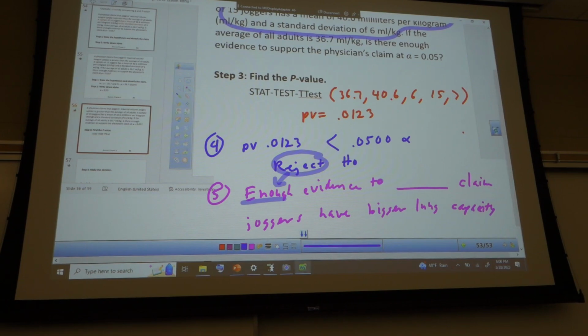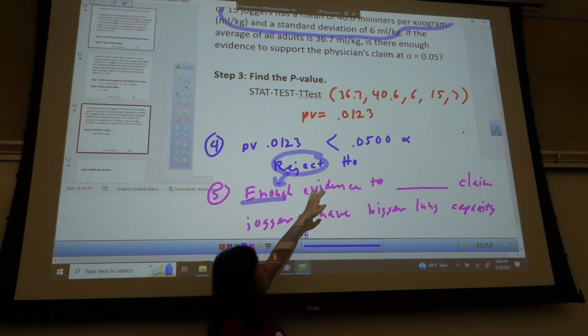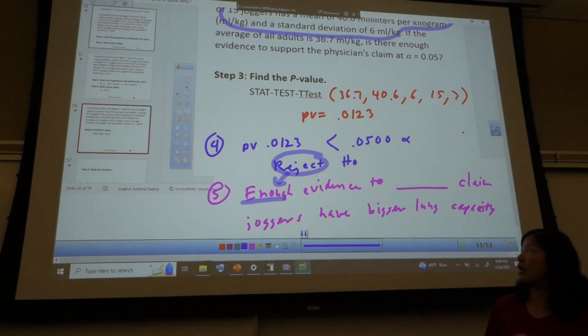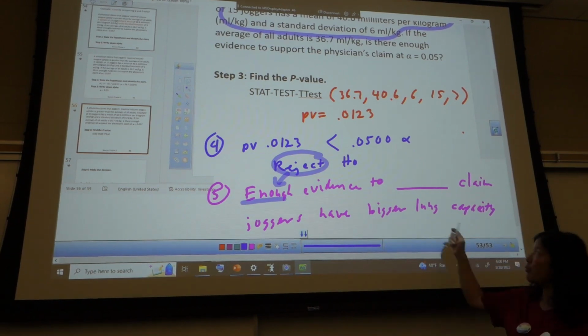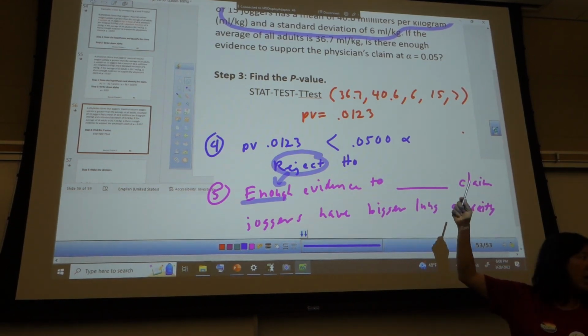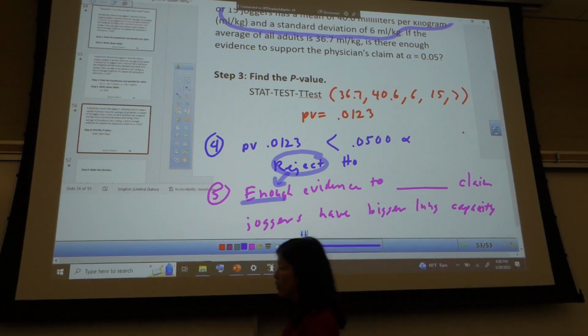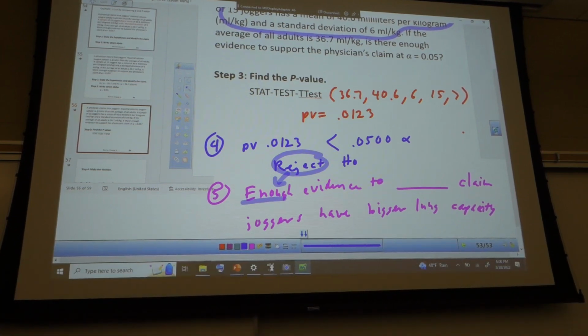Which one is it? Support. Yeah. They have a lung capacity of 40.6 versus 36.7. They definitely have enough. So I have enough evidence, this supports my claim that they have a bigger lung capacity. So again, when H1 is your claim, support is the word that makes sense here, from the claim.